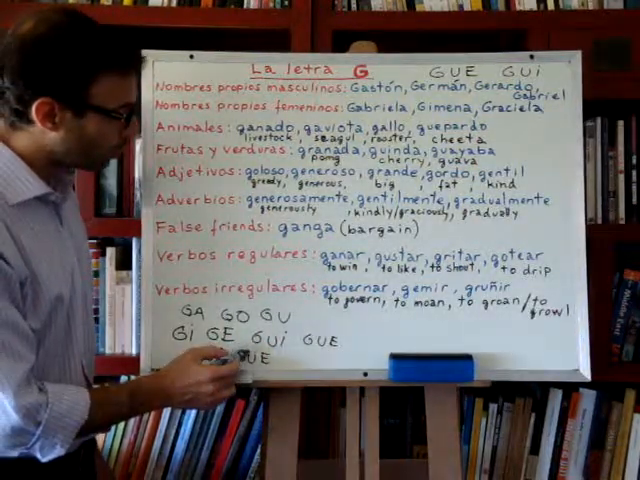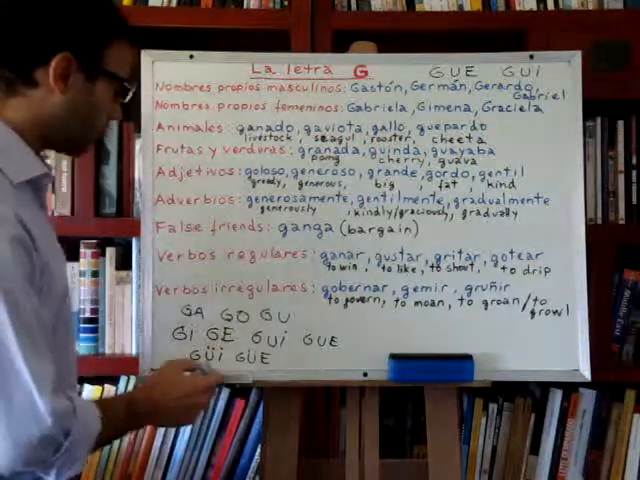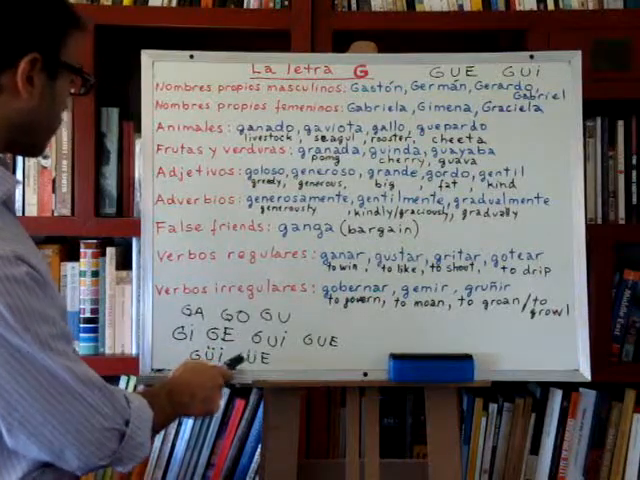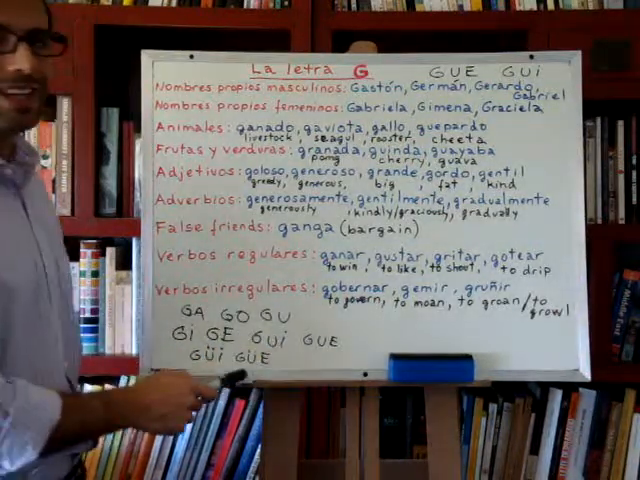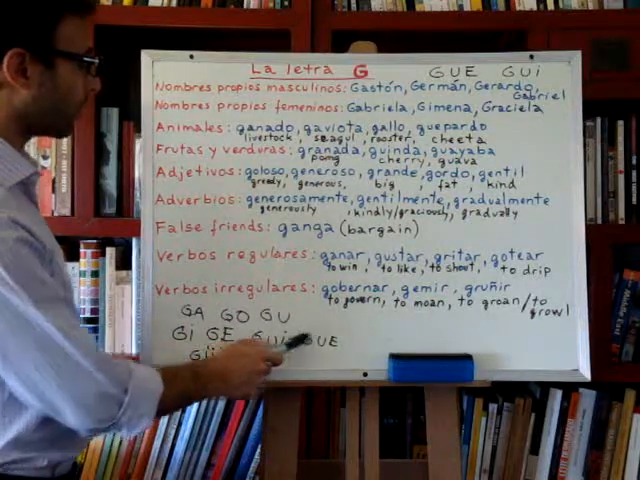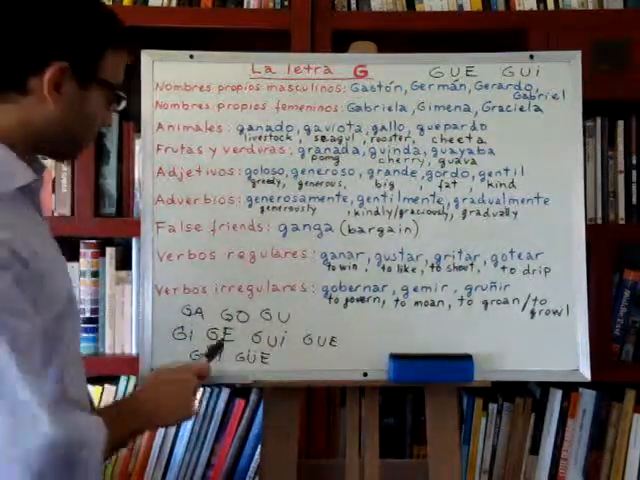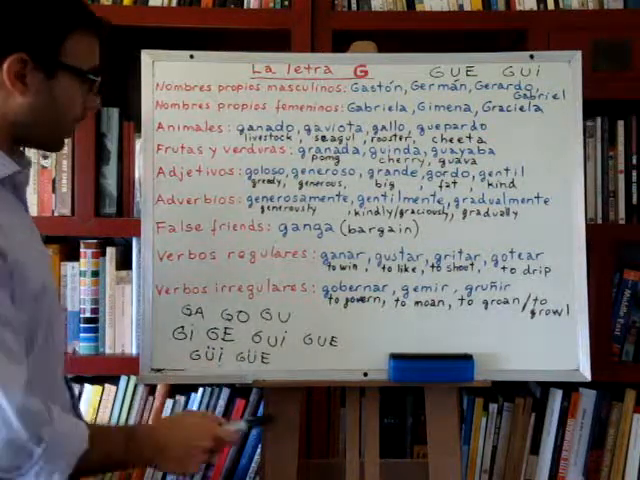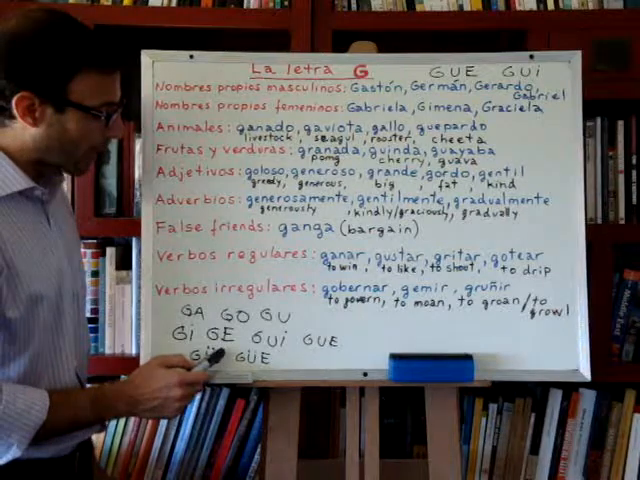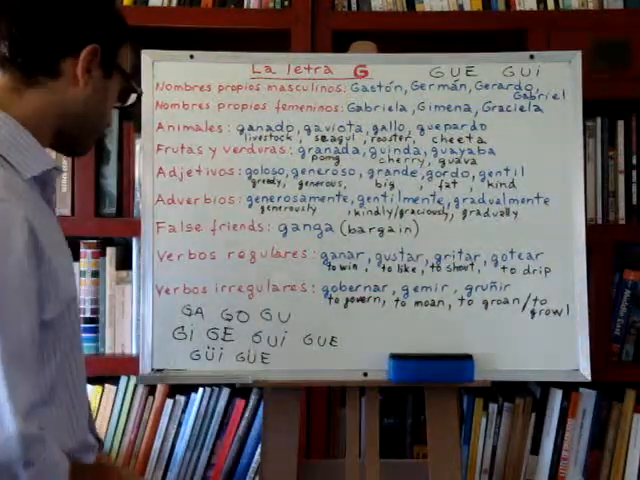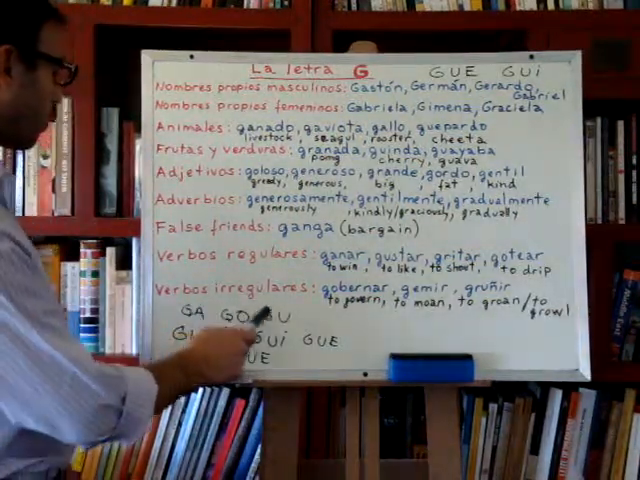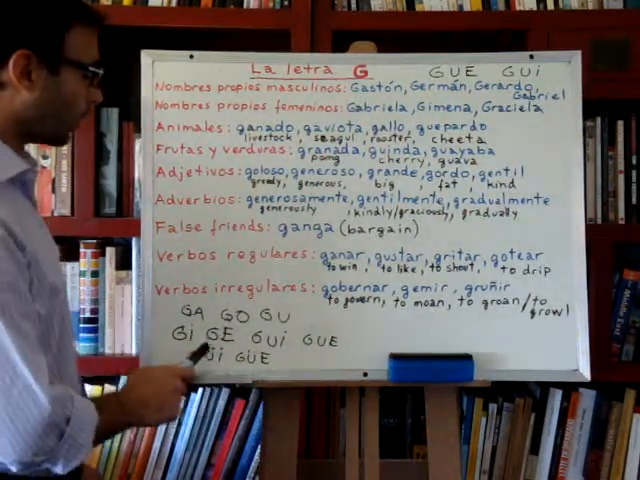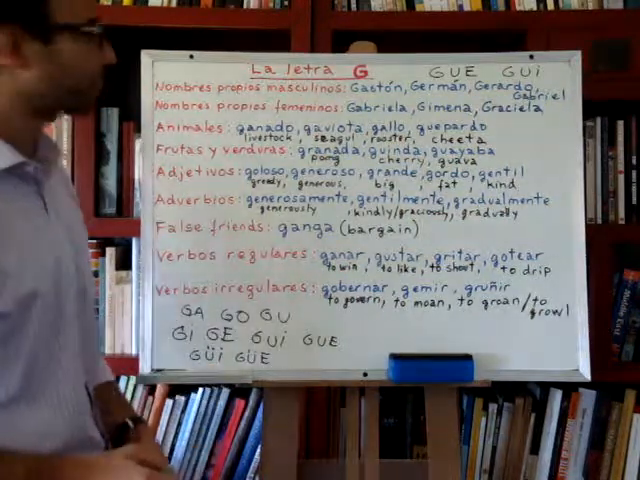If we don't add these two dots on top of the U, these two dots in Spanish we call them diéresis. If we don't write these two dots, then the sound will be Gi and Ge. The U is not pronounced. If you want to pronounce the U, then you need to add these two dots, okay? That's only when it's followed by I and E, okay? So, Ga, Go, Gu, Hi, He, Gi, Ge, Gui, Gue, right?